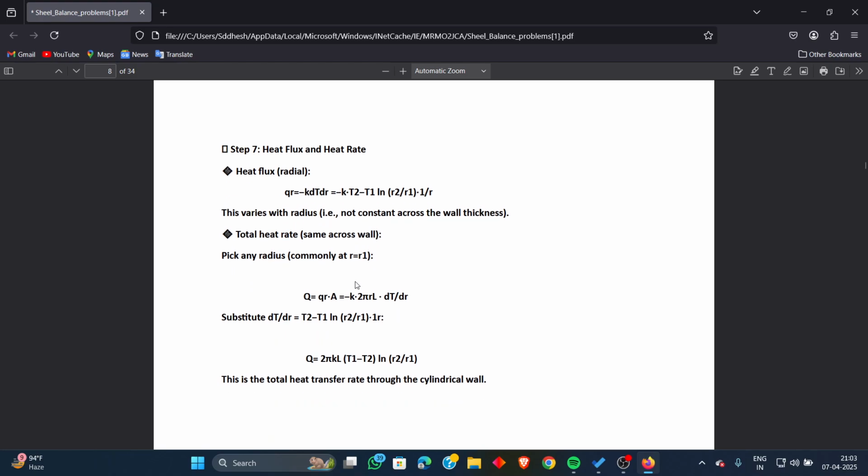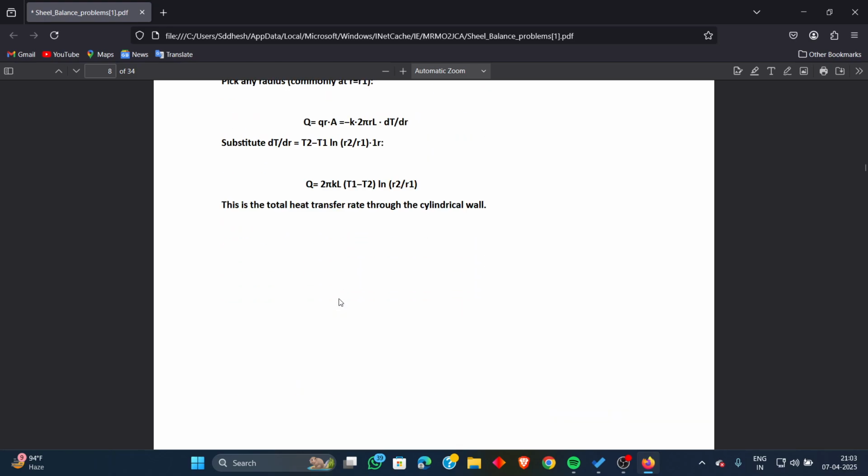At any radius, commonly at r equal to R1, Q is equal to q_r into A, that is minus K into 2 pi r L into dT by dr. Substituting dT by dr is equal to (T2 minus T1) by ln R2 by R1 into 1 by r, Q is equal to 2 pi K L (T1 minus T2) by ln R2 by R1. This is the total heat transfer through the cylindrical wall. So this was the second question that we solved.